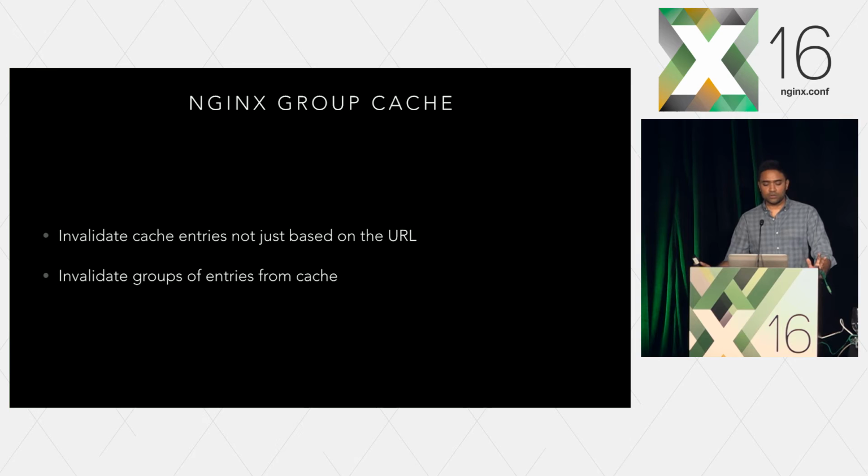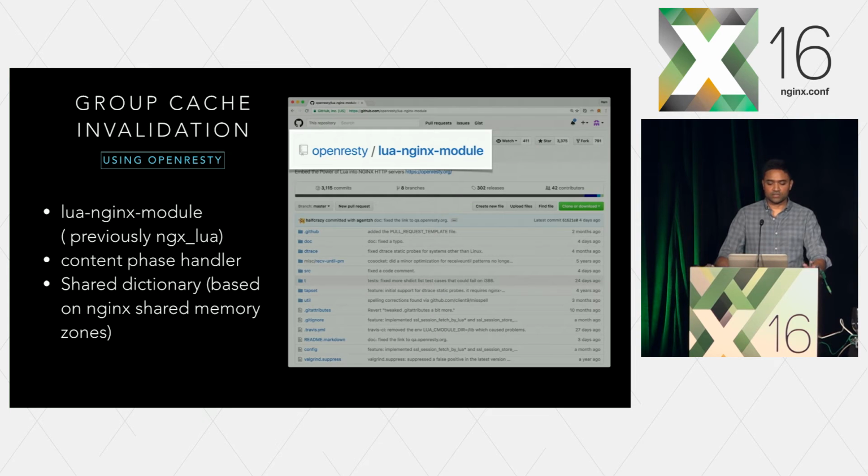So what we wanted was to be able to invalidate cache entries, not just on the URL, because sometimes database rows end up in multiple entries, or other times they're made up of multiple database rows, so there's no one-to-one correspondence. And the way we solved this is actually, it was a Hack Week project where we basically sat down and decided to take up OpenResty and see if we could build this.